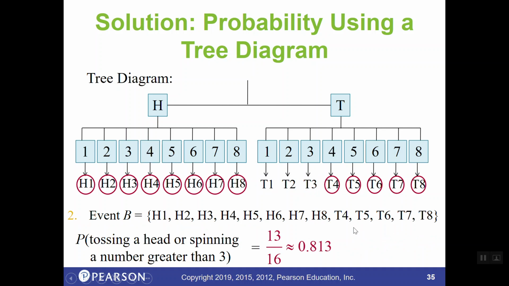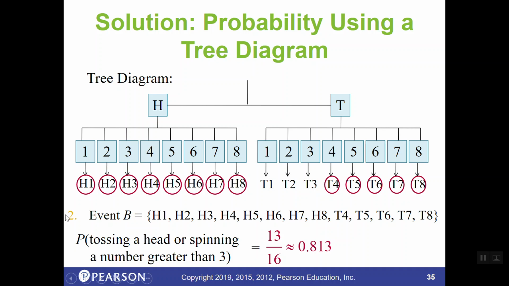Next, event B. The probability of tossing a head or spinning a number greater than 3. It says or: tossing a head or spinning a number greater than 3. So when it says or spinning a number greater than 3, you will also take into account the tails. It doesn't say and. If it's and, you will not include the tails. But since it says or, the tails are included.